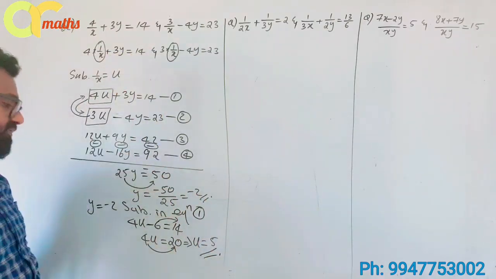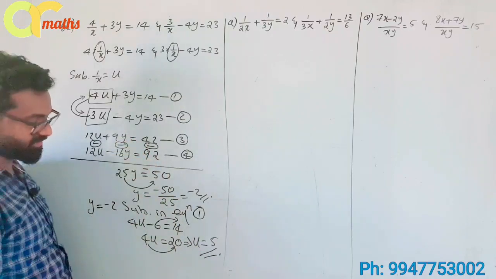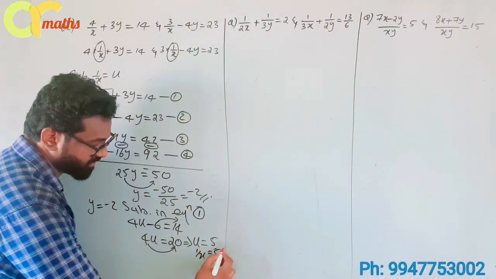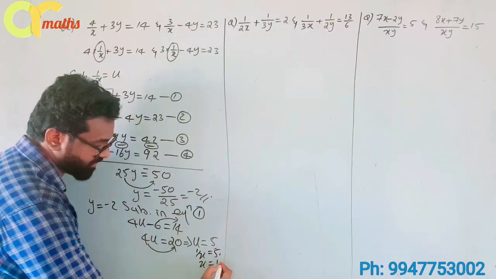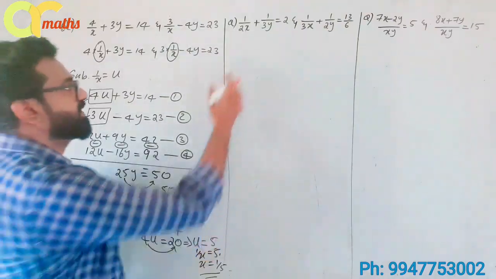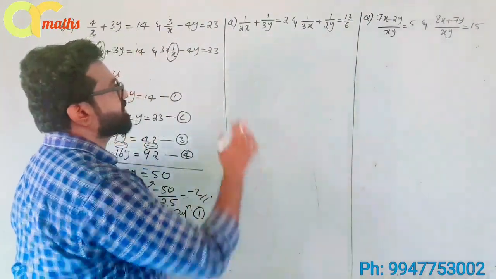We know what is u? u is 1 by x. 1 by x equal to 5. By cross multiplication, x equal to 1 by 5. Very simple. Next, here, how to rewrite here?